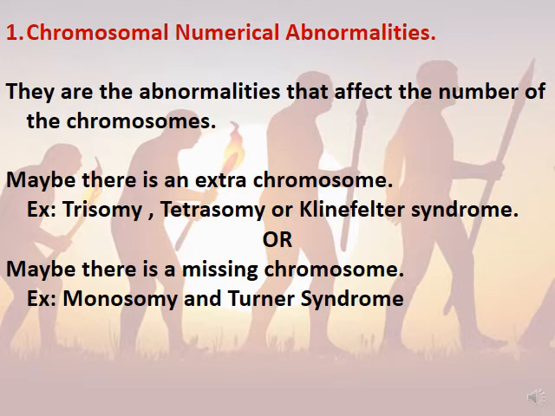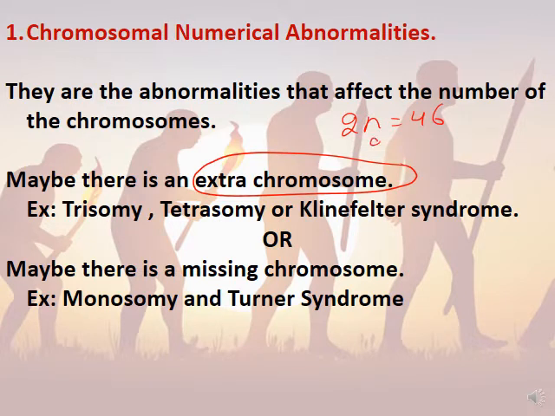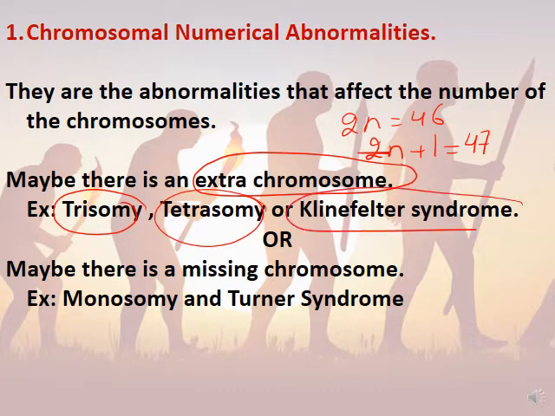Maybe there is an extra chromosome, an additional chromosome. So whenever we have an additional chromosome, there is no more 2n equal 46. We have an additional one, so it's going to be 2n plus 1, equal to 47. This is the case of trisomy, or tetrasomy, or Klinefelter syndrome.